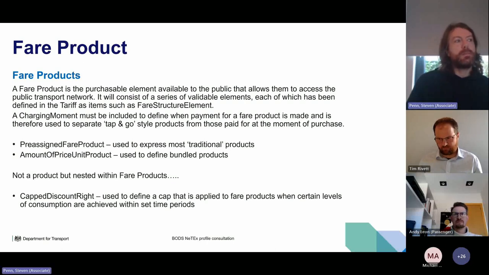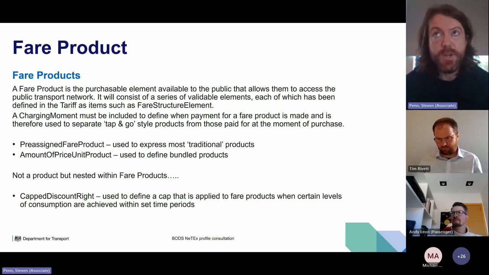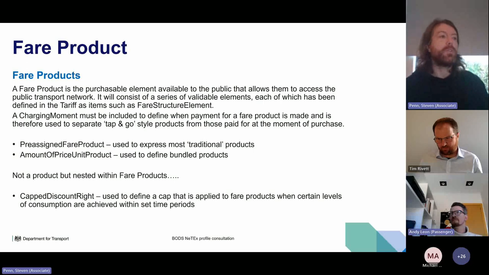So there are two main types of fare products that we're expecting to see. There is the pre-assigned fare product. When it says pre-assigned, this just means something that's known beforehand. So it's not a post-pay product. It really covers almost all traditional products, singles, returns, passes, all kinds of products. Anything that you can essentially buy before you travel or at the point when you start traveling.